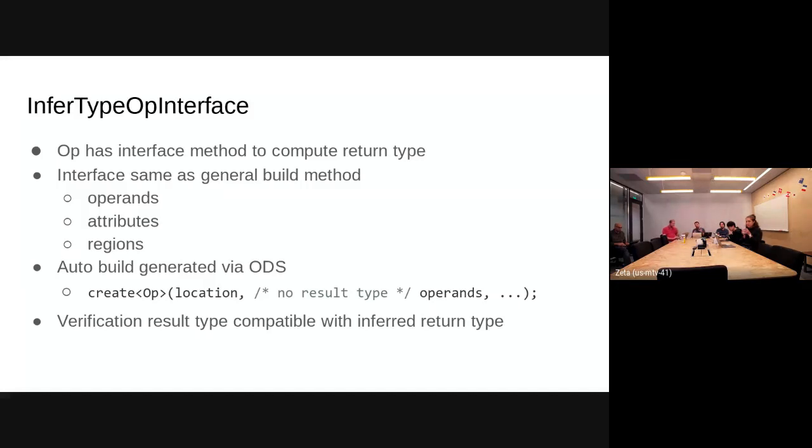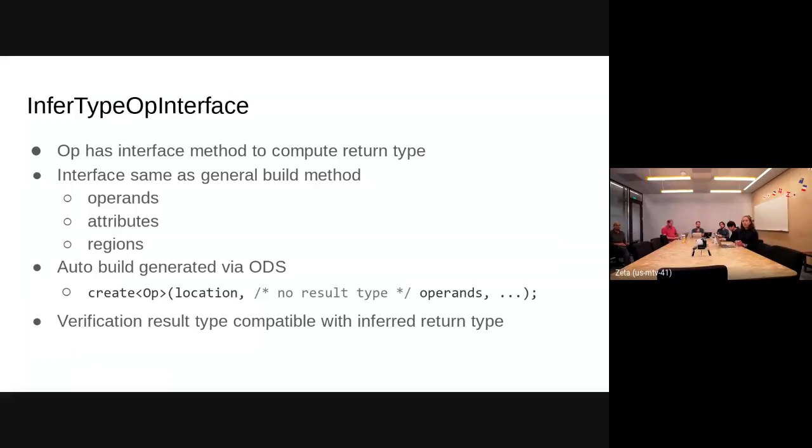This interface is very similar to the general build method. Given operands, attributes, and regions, return the return types for the operation. From this interface, what we also do at the moment via ODS is create custom builders. These custom builders enable you to not specify the result type and take advantage of the operation's interface that computes the return type. So when you create, it effectively just passes all the operands and attributes along, infers the return type, and then creates the op.